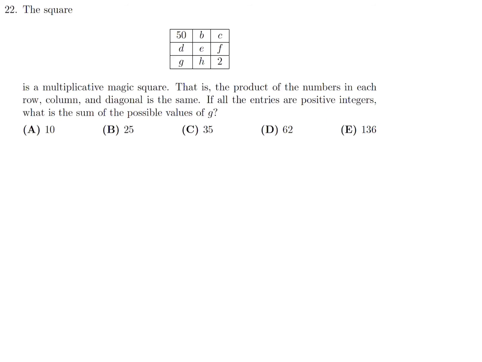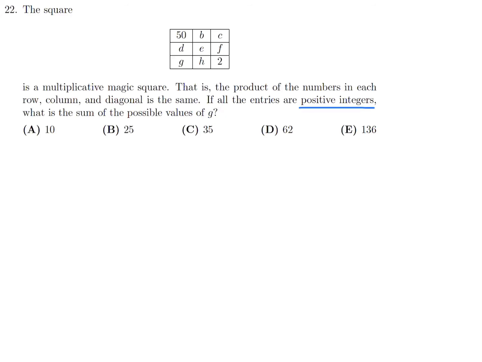This square is a multiplicative magic square. That is, the product of the numbers in each row, column, and diagonal is the same. If all the entries are positive integers, what is the sum of the possible values of G?